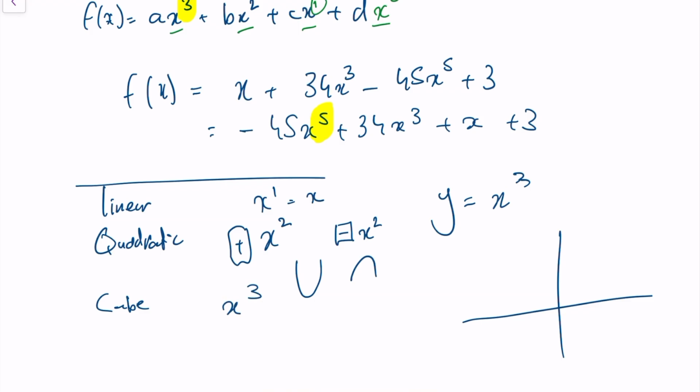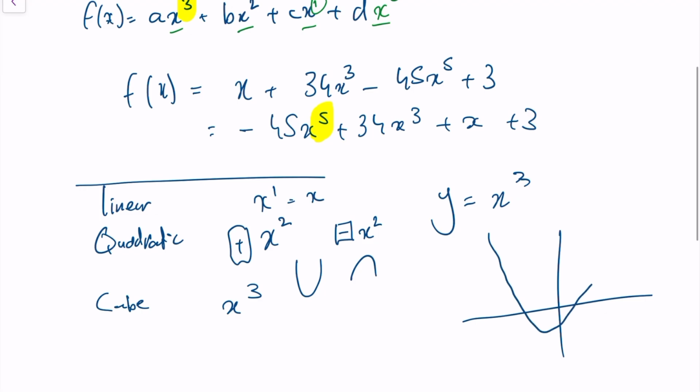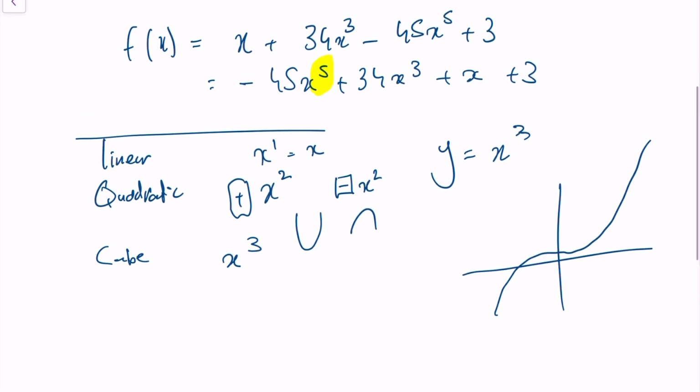This graph looks something like this, or it could look something like that, or it can even look something like this. Okay, so a cubic graph is one of these ones, and it has 3 different directions. So the way I like to remember it is the order of the graph is given by the number of directions the graph has.